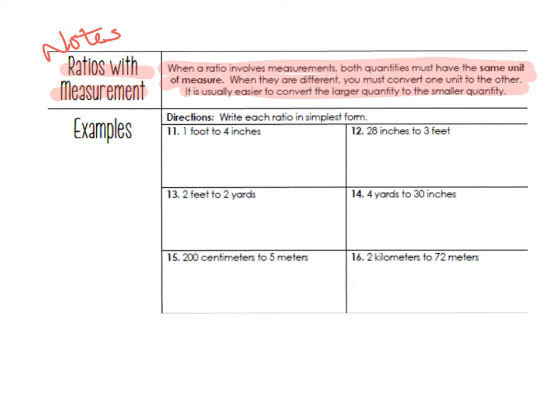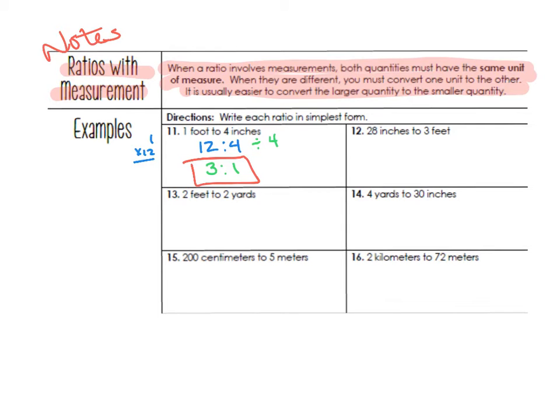Okay, write each ratio in simplest form. We have 1 foot to 4 inches. We're going to go down to inches. So 4 stays the same. 1 times 12 inches gives me 12. There's our correct measurement now. Now we're both in inches. However, we need to simplify it. So I'm going to divide them both by 4. I get 3 to 1. There is my answer.